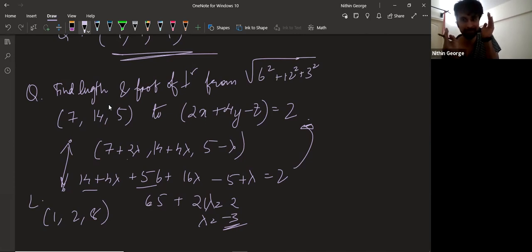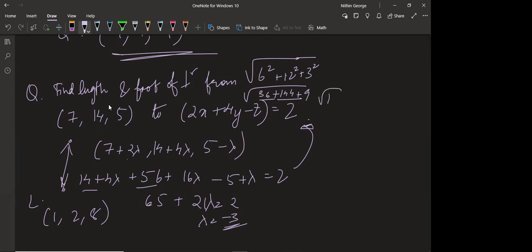That is the point here. So what is root of 6 square? 6 square is 36. This is 144. This is 9. This becomes 189. Yeah, that's it.